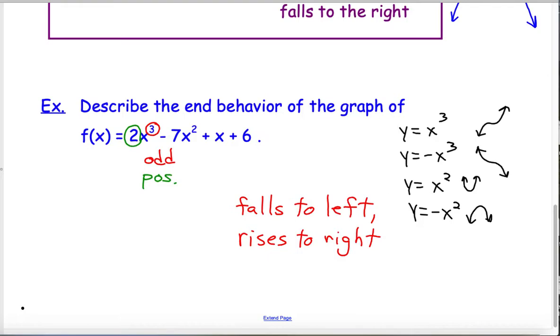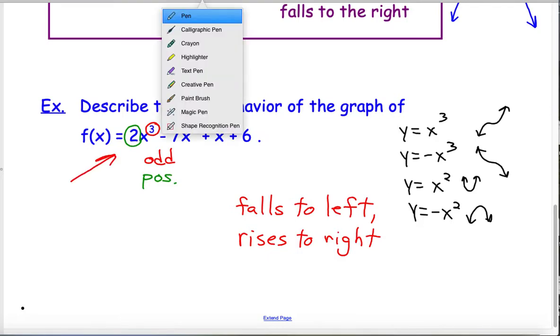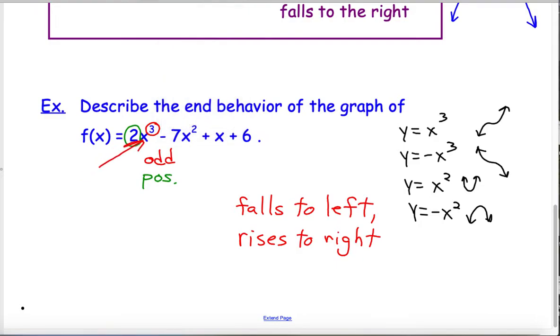and then looking at a particular problem, this is an x cubed, and it's a positive coefficient, so it's going to be like this one. So it falls to the left, rises to the right, and that's it. All right, so let's move on.